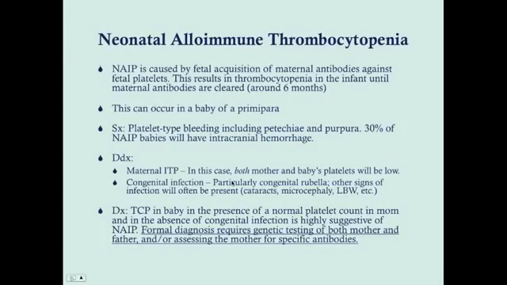If you want to know more about DIC, I talked about it in the heme section in quite a bit more detail. So neonatal alloimmune thrombocytopenia is caused by the fetal acquisition of maternal antibodies against fetal platelets. So you have these antibodies on your platelets similar to how you have antibodies on your red blood cells. And those antibodies can be inherited from both mom and dad.